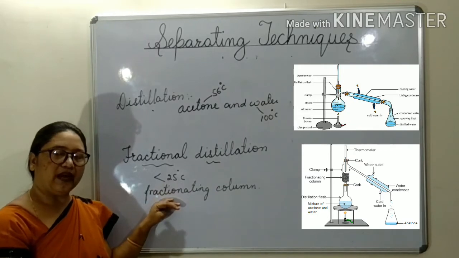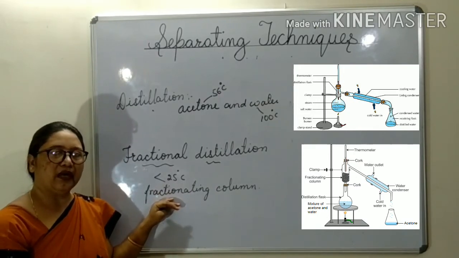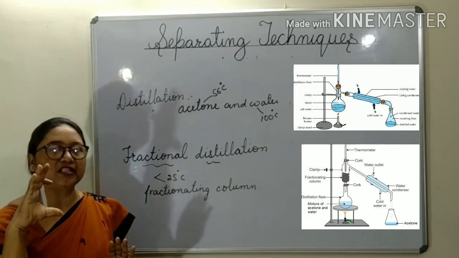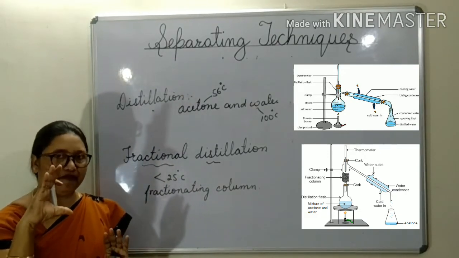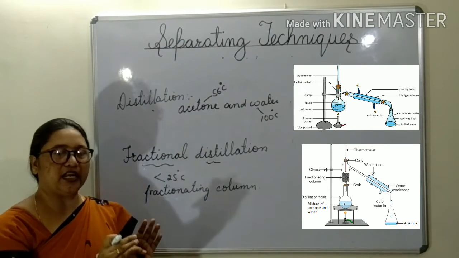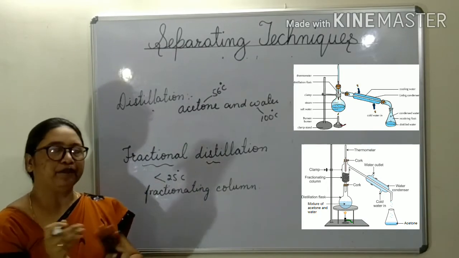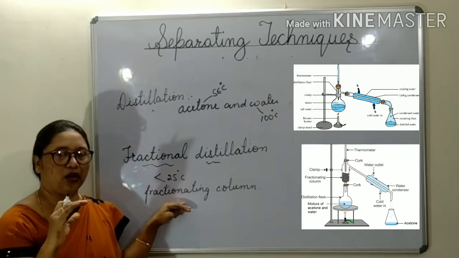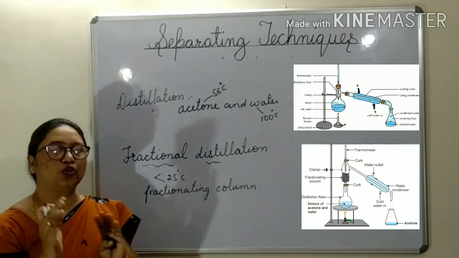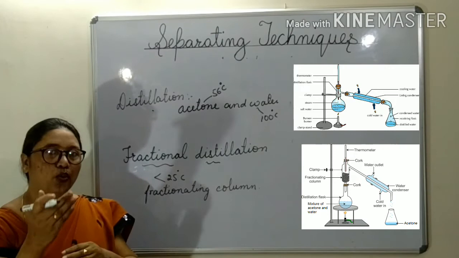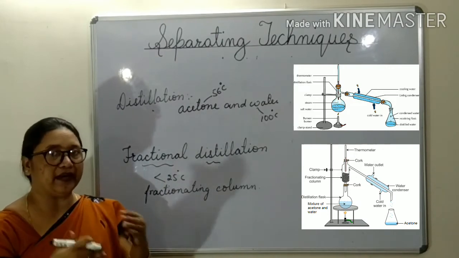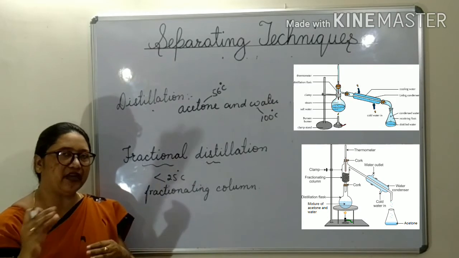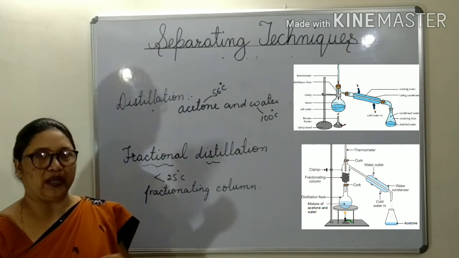What is the use of that fractionating column? First, what is it? It is a tube of glass beads which is fitted between the distillation flask and the condenser. These glass beads, this fractionating column, give a space for the vapor to cool and condense repeatedly. And when this process is done repeatedly, we get the pure form of the liquid.